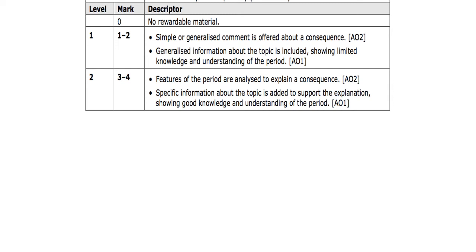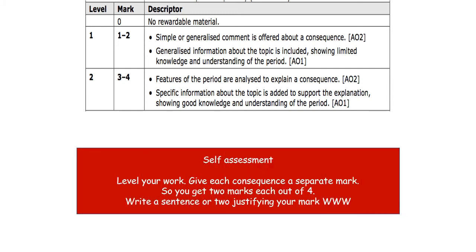Okay, this is the final stage. So this is a process of self-assessment. So you should now have two extended paragraphs covering two consequences of the Exoduster movement. All you need to do now is level your work. So you need to give each consequence a separate mark. So you get 2 marks each out of 4.